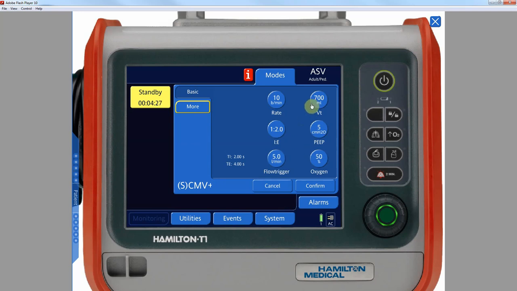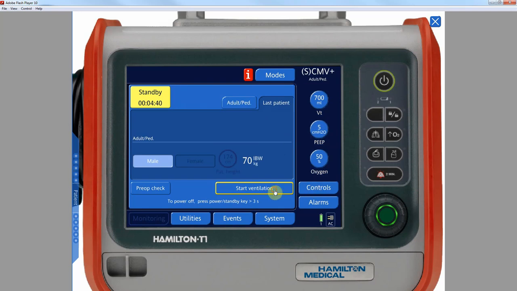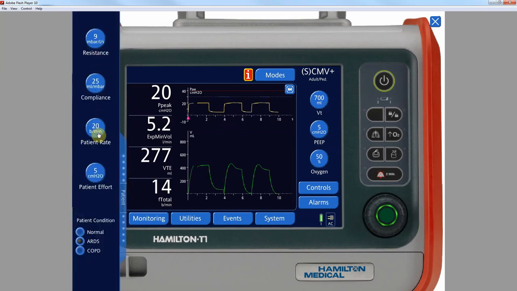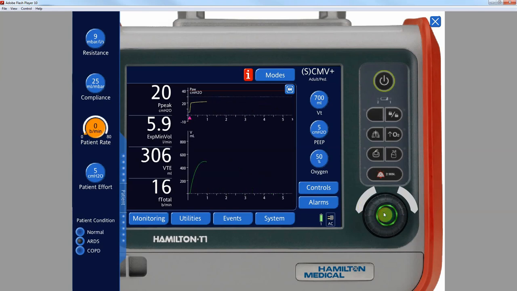Now these are our controls. It's very simple. You set a tidal volume, PEEP, fraction of inspired O2, inspiratory to expiratory ratio, a rate, and a flow trigger. And if we hit confirm and start ventilation, then it has this tidal volume, which is probably a little high, but you can see what the ventilator's doing. And right here, I have the patient set to breathing spontaneously. So let's take that down a little bit so that you can only see the ventilator triggered breaths.